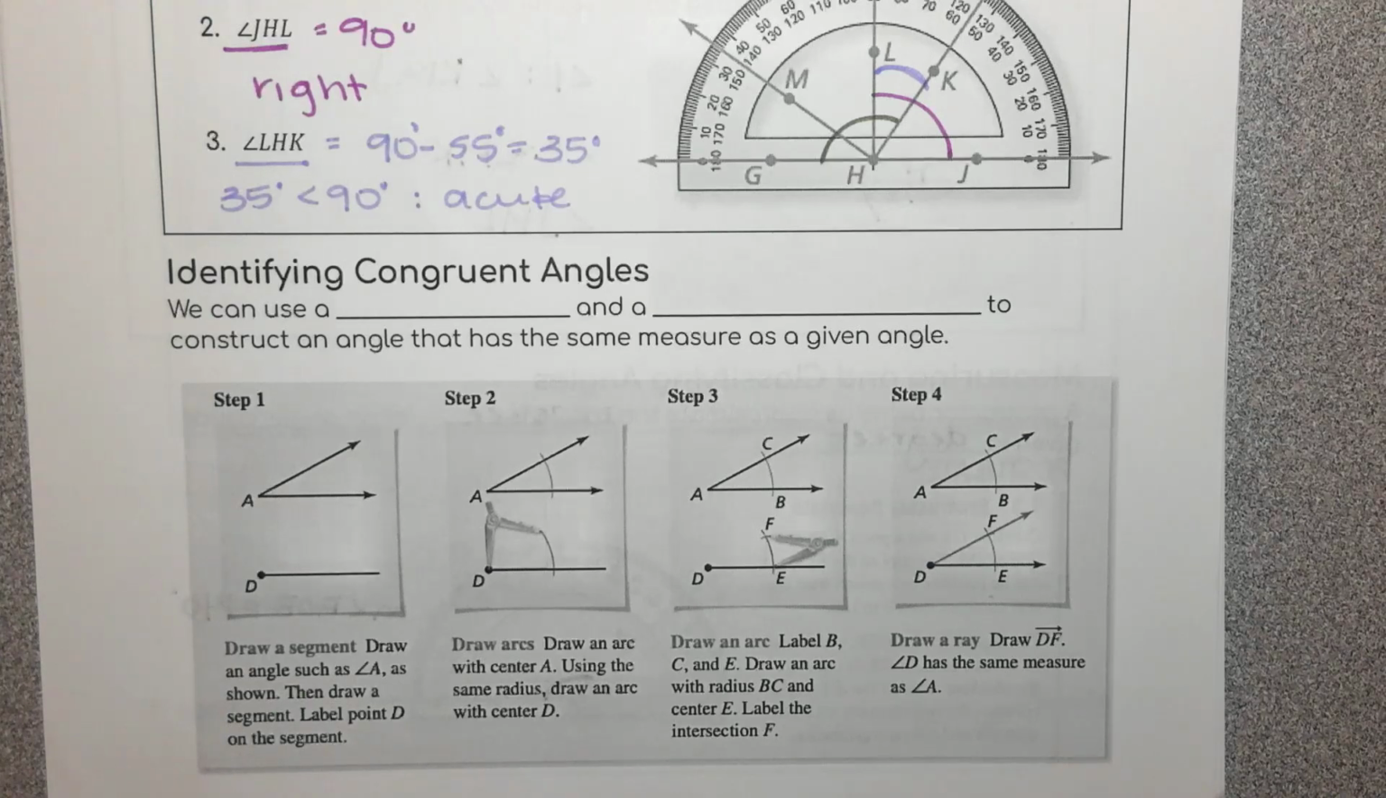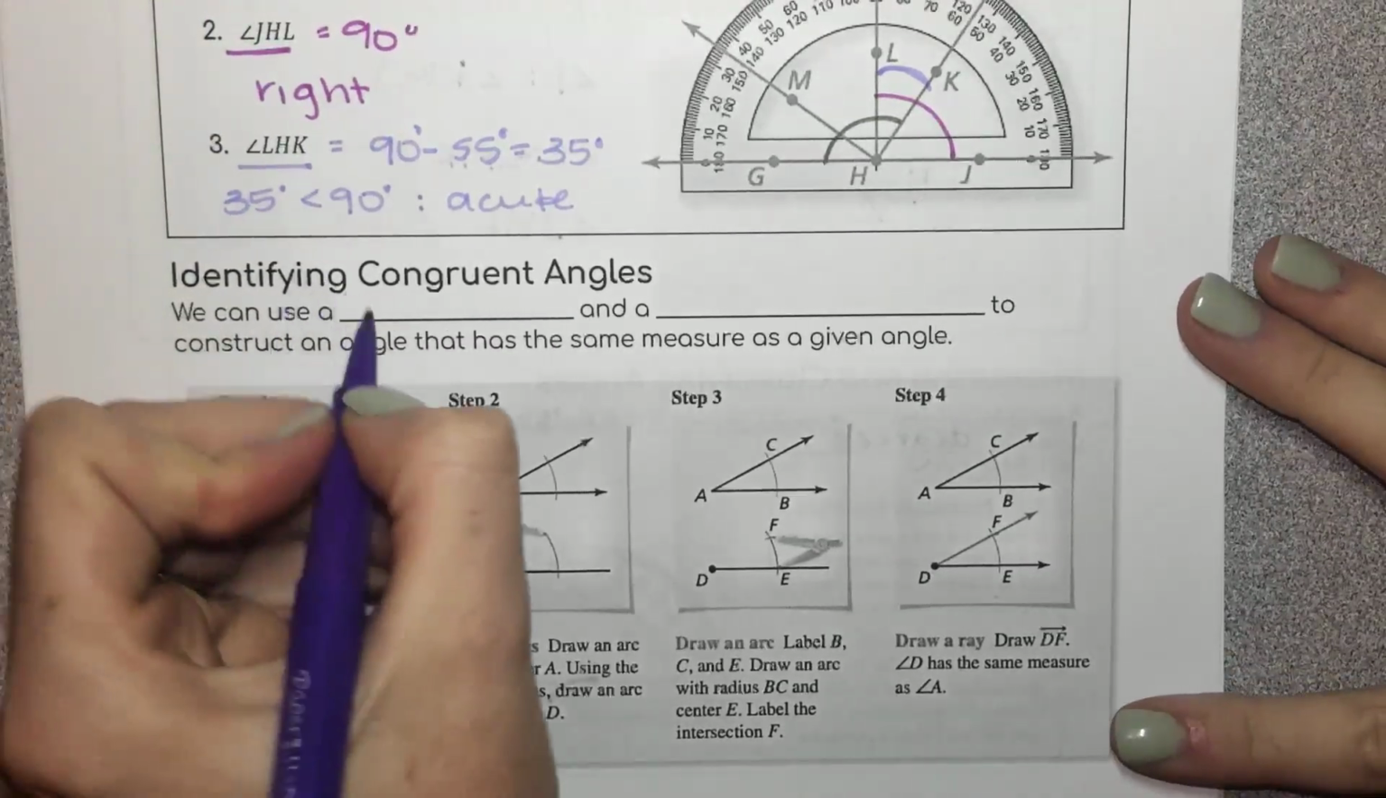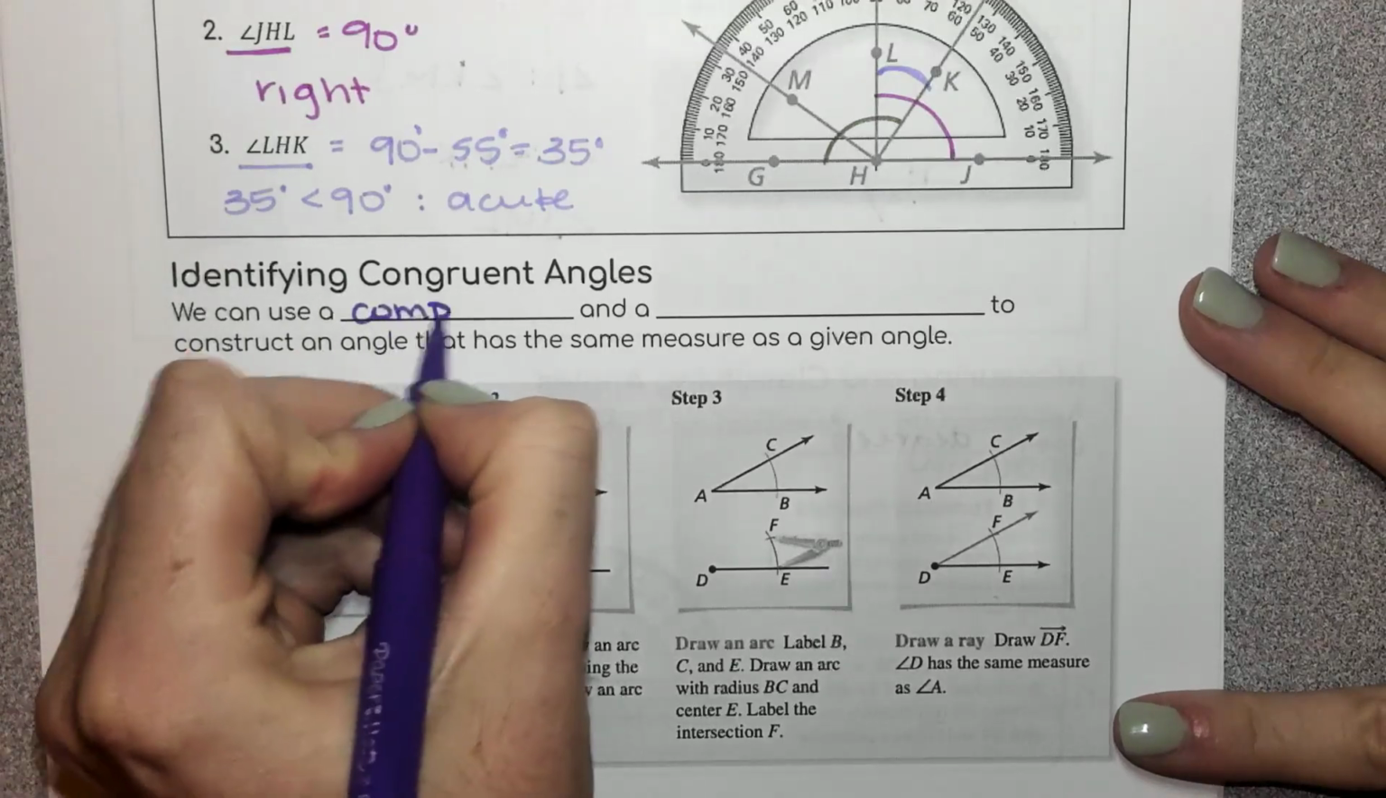Okay, so this is constructions. It's the same 2 tools that we use to construct a line segment. Does anybody remember what those 2 tools were? A compass and a straight edge. So we can use a compass.